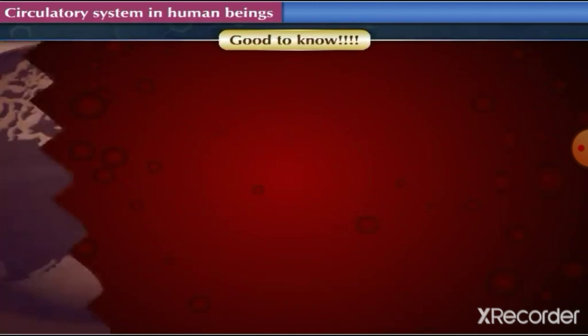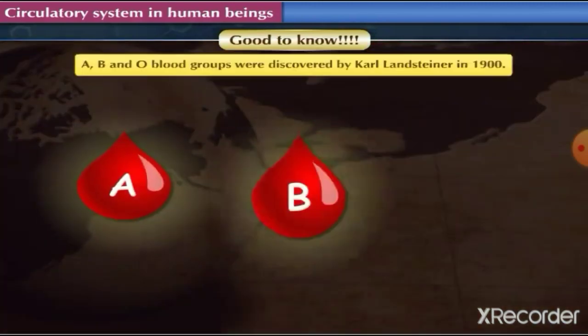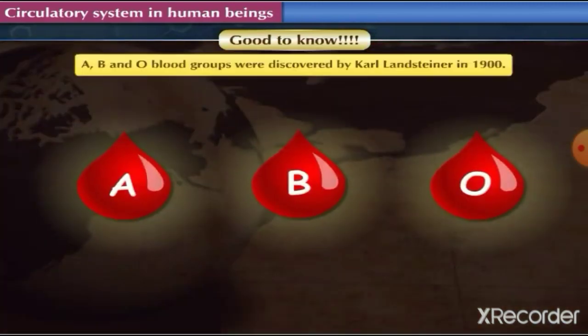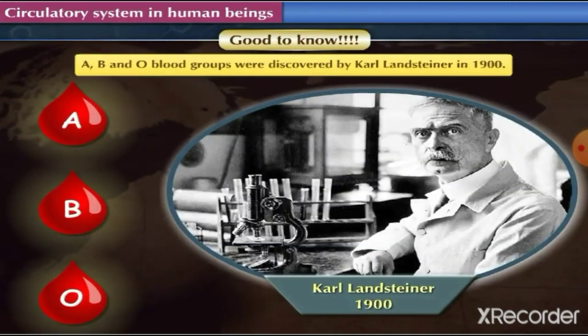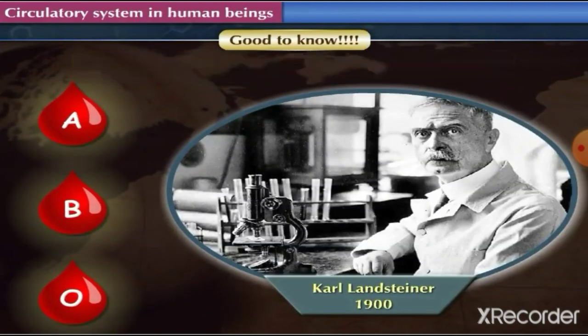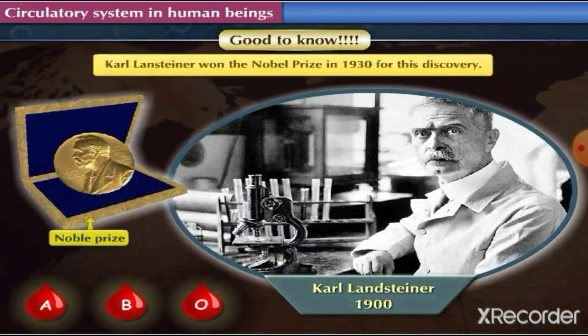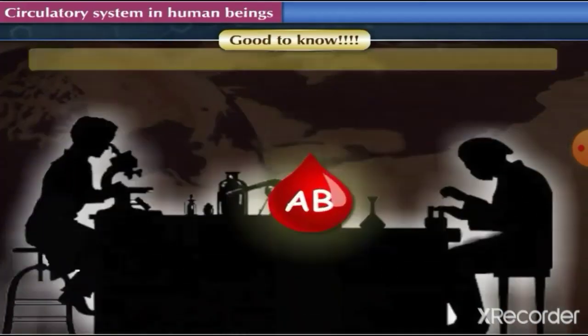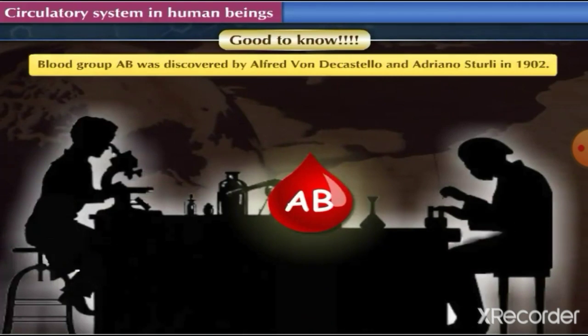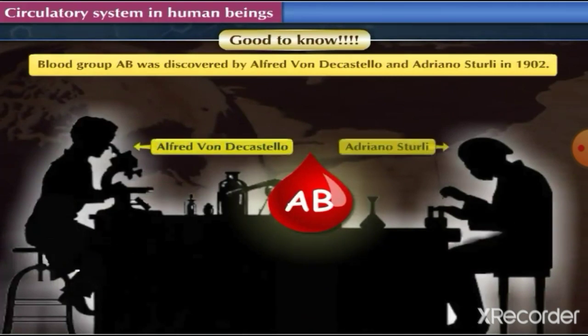Good to know. A, B, and O blood groups were discovered by Karl Landsteiner in 1900. He won the Nobel Prize in 1930 for this discovery. Blood group AB was discovered by Alfred von Decastello and Adriano Sturli in 1902.